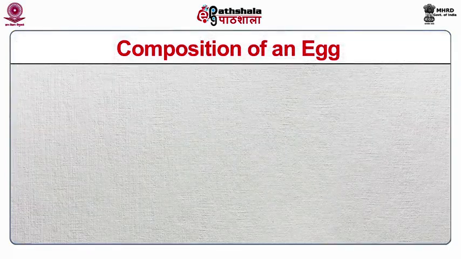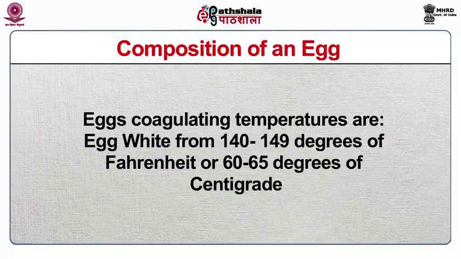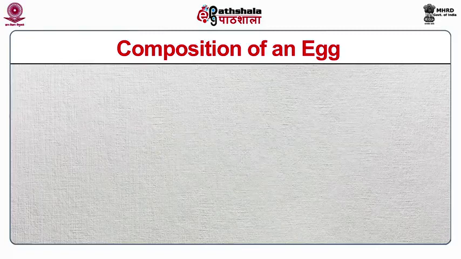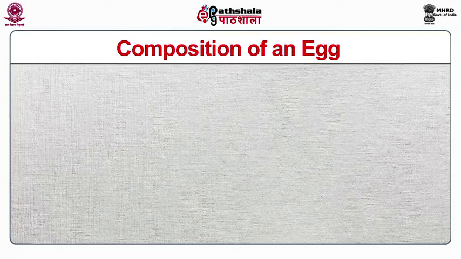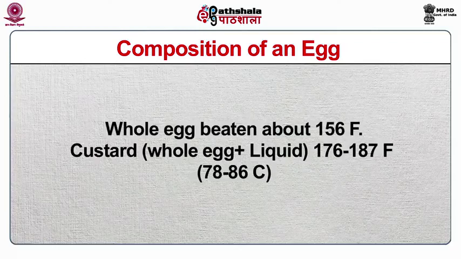Egg coagulating temperatures are: egg white from 140 to 149 degrees Fahrenheit or 60 to 65 degrees centigrade; egg yolk from 144 to 158 degrees Fahrenheit or 62 to 70 degrees centigrade; whole egg beaten about 156 Fahrenheit; custard, whole egg plus liquid, 176 to 187 Fahrenheit. It is to be noted that the coagulation of the white of the egg occurs before the yolk.